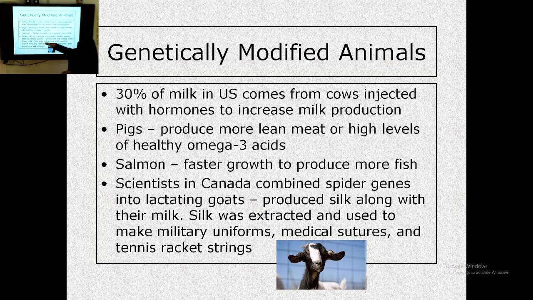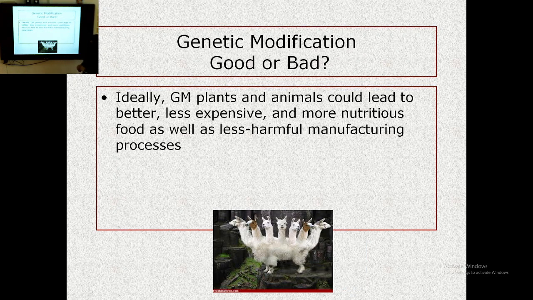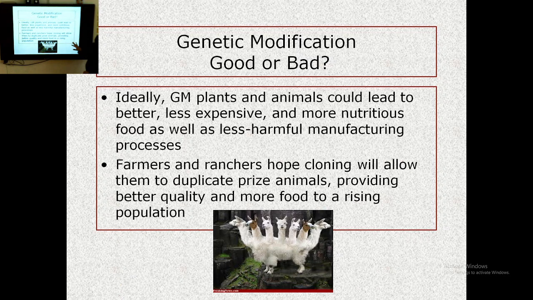This is not imaginary. The silk was extracted and used to make military uniforms, medical sutures, and even tennis racket strings. So these types of modifications in the goats will increase the production of silk inside the milk, and this silk is already used in military uniforms. Genetically modified plants and animals could lead to better, less expensive, and more nutritious food, as well as a less harmful manufacturing process. Imagine that. Even farmers and ranchers hope cloning will allow them to duplicate prize animals, providing better quality and more food for a rising population. That's a great idea. So genetic modification will help the world in many ways.